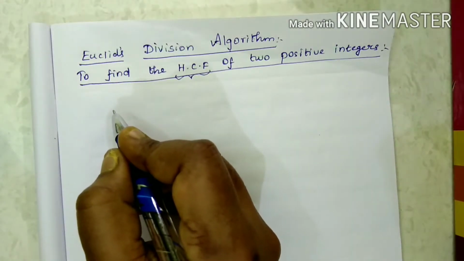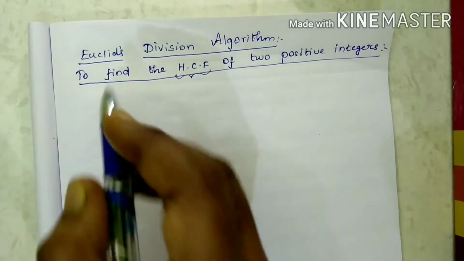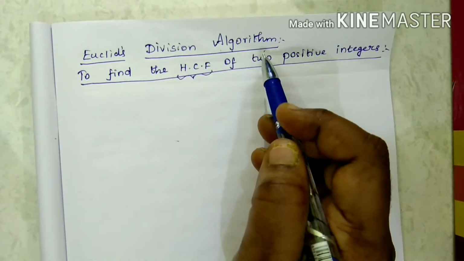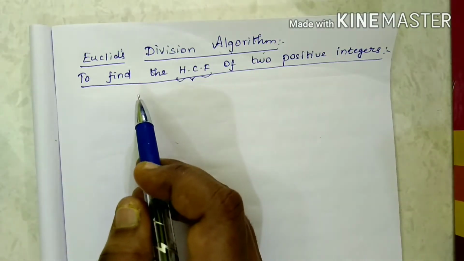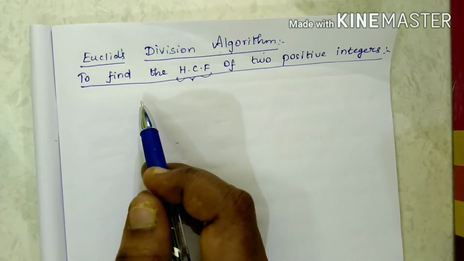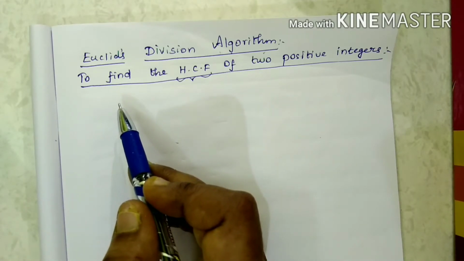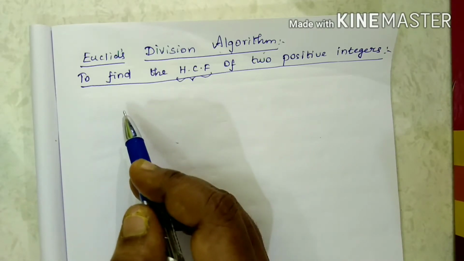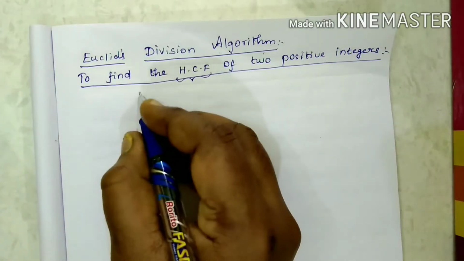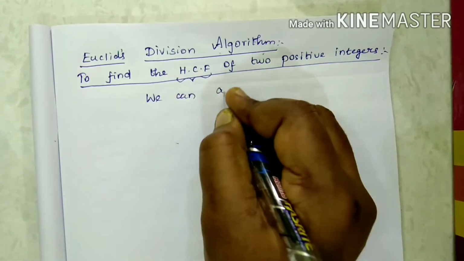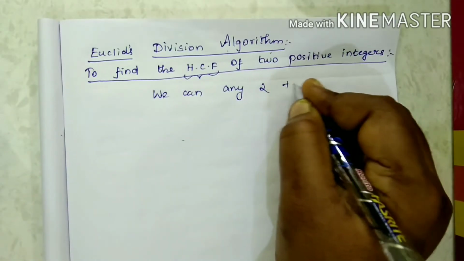How to find the HCF by using this algorithm? In the name, algorithm itself says it is a step-by-step process. Here also we have 3 steps. We are going to follow those steps one by one. First, step 1, but before proceeding to step 1, we have to take any two positive integers.